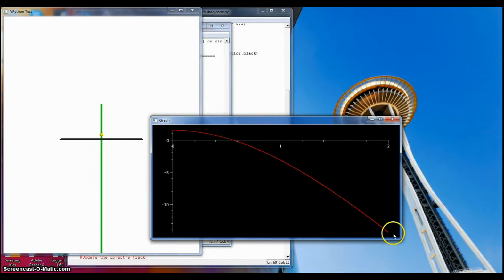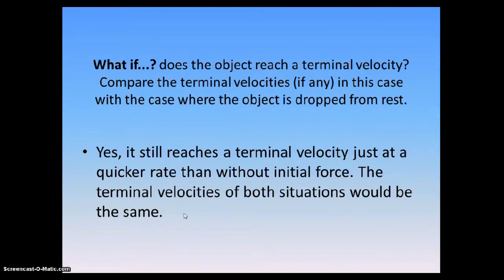The what if question wants to know, if an object is thrown downwards, does it still reach a terminal velocity, and if so, how does that compare to the terminal velocity from when it's just dropped? The answer is yes, it still reaches a terminal velocity. It just reaches the velocity at a quicker rate than one dropped without an initial force.